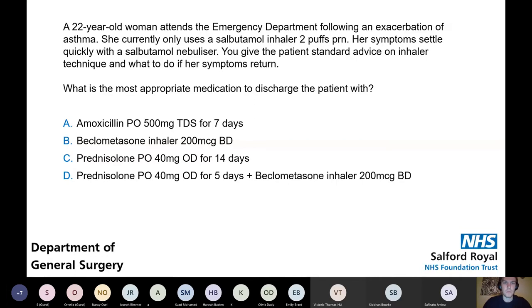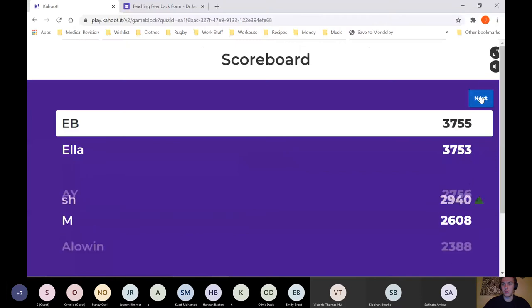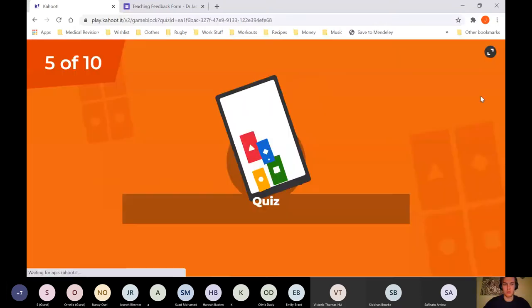So, a young woman, asthma exacerbation, she's currently only using salbutamol. Let's think about whether that is enough for her, and what we are going to send her home with after we've done all of the appropriate advice. Okay, so we will come over to our questions.